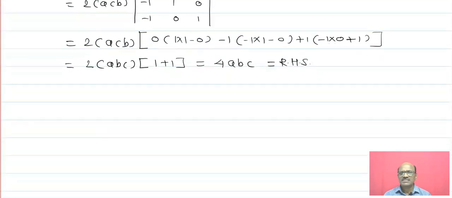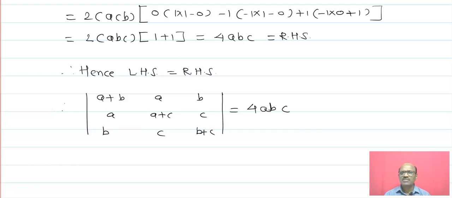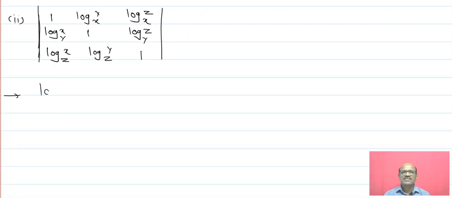Which is RHS. Hence, LHS is equal to RHS. Therefore, (a+b)(a+c)(b+c) is equal to 4abc. Now the next is the determinant with rows: 1, log of y to the base x, log of z to the base x; log of x to the base y, 1, log of z to the base y.